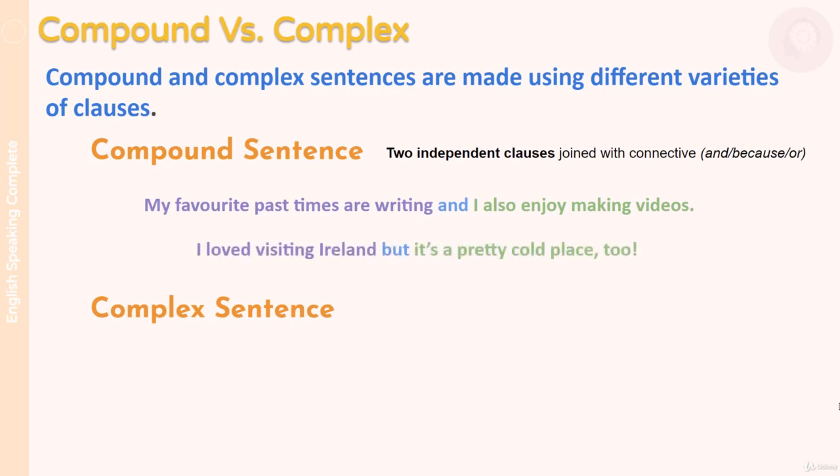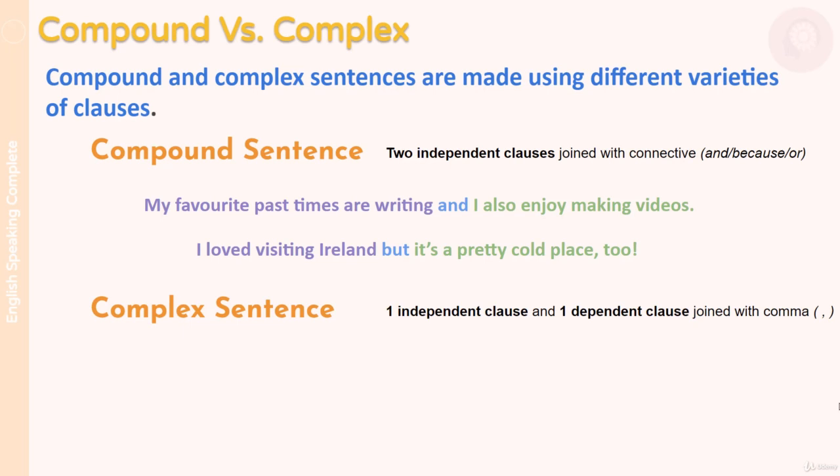Here's another example. I loved visiting Ireland, but it's a pretty cold place too. Now we have in purple an independent clause, in green an independent clause, and we've used the connective but to show contrast. So basically we use but to say that we're saying something different now. Ireland is awesome, but it's cold. I loved visiting Ireland, but it's a pretty cold place too. It's a pretty cold place. So there we have two examples of compound sentences, and we'll look at some more shortly in a live speaking video.